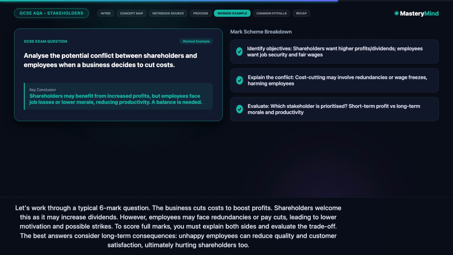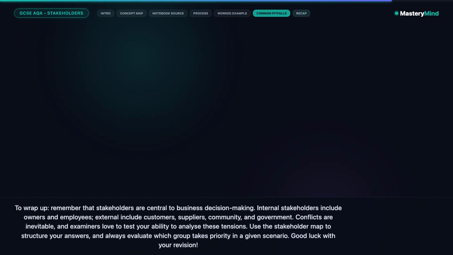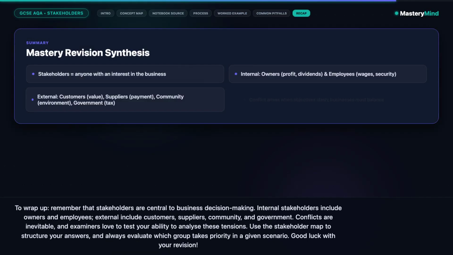Watch out for common mistakes. First, never use stakeholder and shareholder interchangeably. Second, when discussing conflict, always explain the reason behind it, don't just state they disagree. Third, in evaluation questions, consider the context. For a small local business, the community might be more important than for a multinational. Always justify your reasoning.